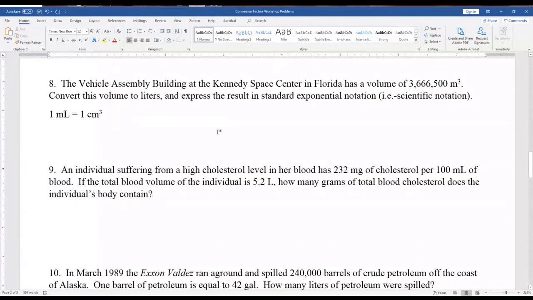Now, we'll start with the 3,666,500 liters. Oh, look, I think I have a question. Is it an American thing with regards to liters? No, like we don't like to use the metric system. Oh no, see, actually, liters is the metric system. Okay, cool. Yeah, so liters is part of the metric system.